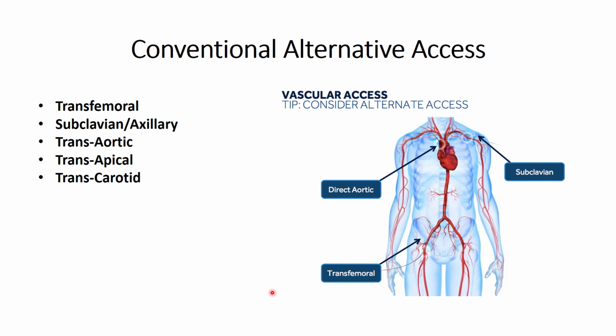Usually the conventional access for TAVI is transfemoral, which is more than 90% of your cases. If this doesn't work, you try to go subclavian or transaxillary. This is my second option. And then you can either go transaortic, transapical, or transcarotid. But recently, transcaval has come as probably the third option before a surgical approach.